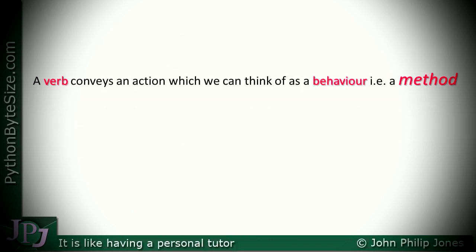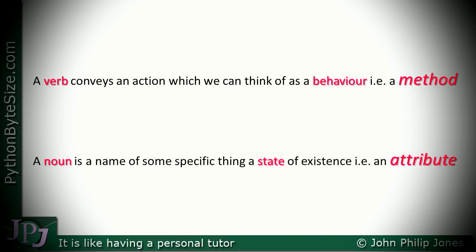A verb conveys an action which we can think of as a behavior, i.e. a method if we're dealing with object-oriented programs. Now, when we talk about a verb, we're talking about a doing word, an action of some kind. And of course, when there's an action going to take place and we want a program to perform that action, we will have program statements that we group together in a method. So when we see a verb in a specification, it implies that I might have a method that will perform the action of that particular verb.